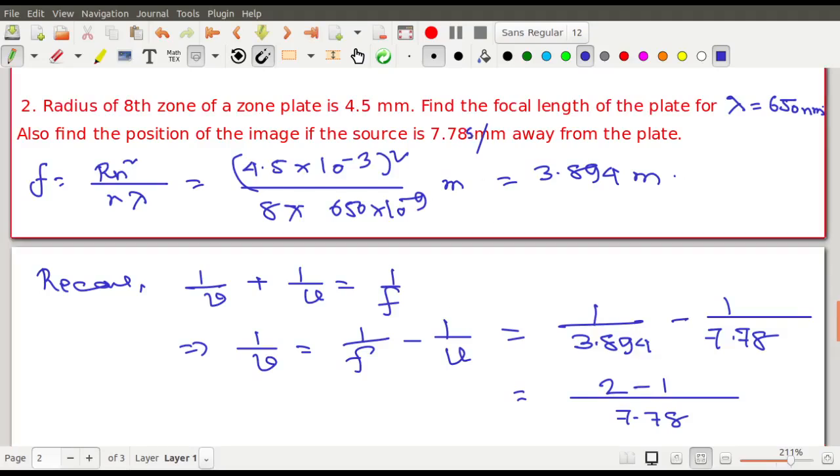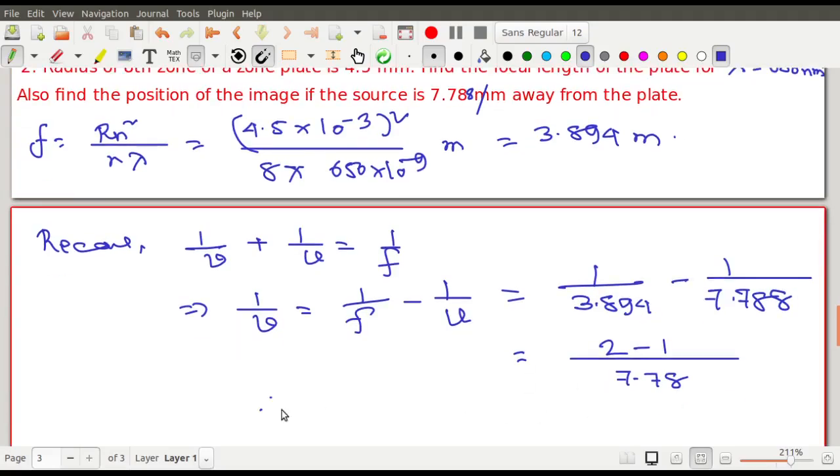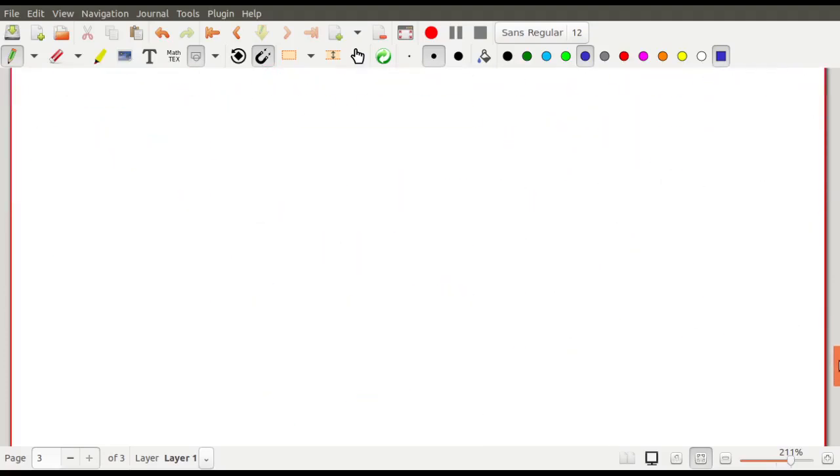This question I have written some, it has become a bit of a problem, so 7.788 like this, that's fine now. So therefore we understand that v comes out to be 7.78 meter. Okay, so the object distance and the image distance is the same in this particular problem, right? So this is what I needed to show it to you, and I have been successful in doing so.